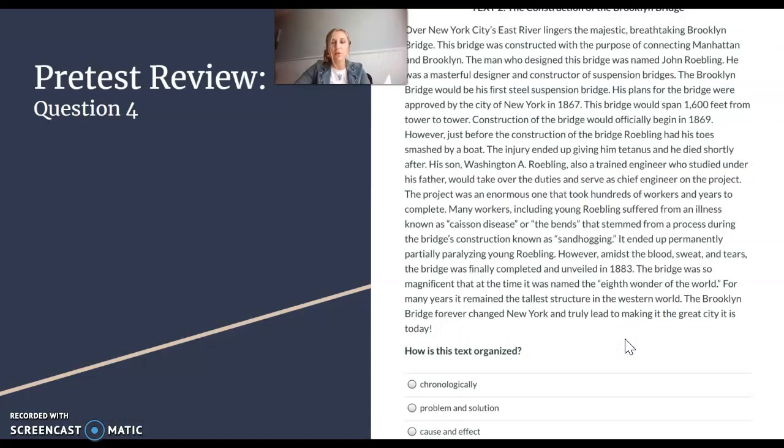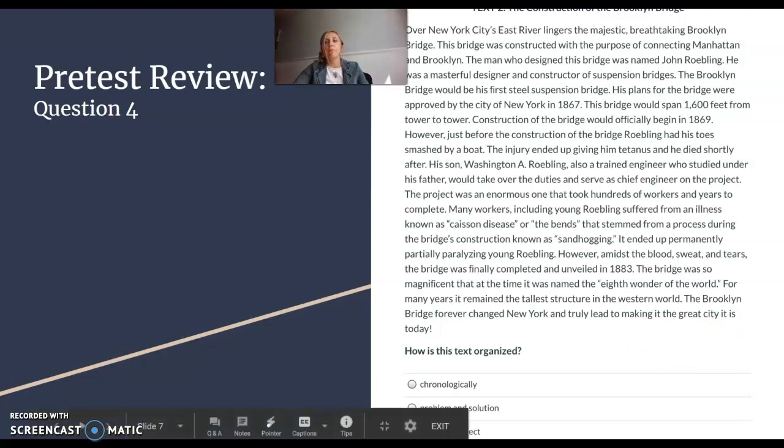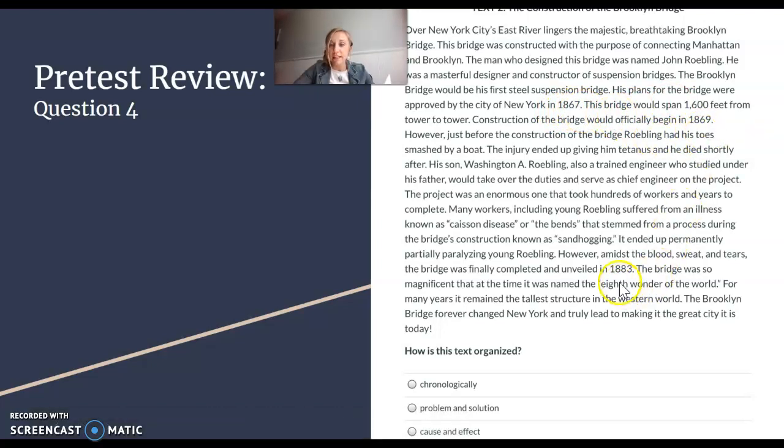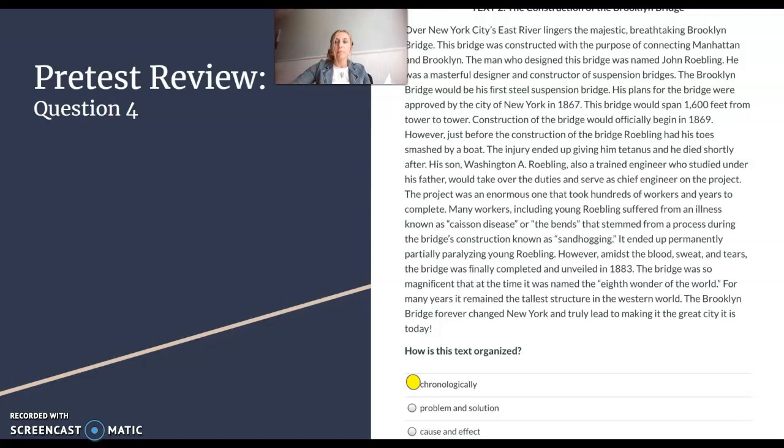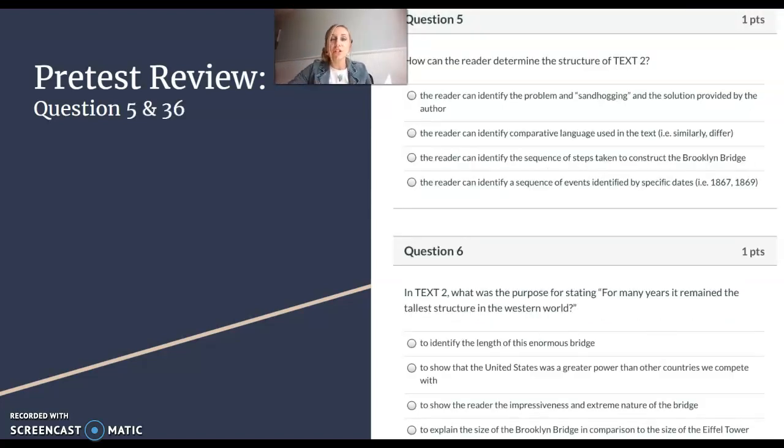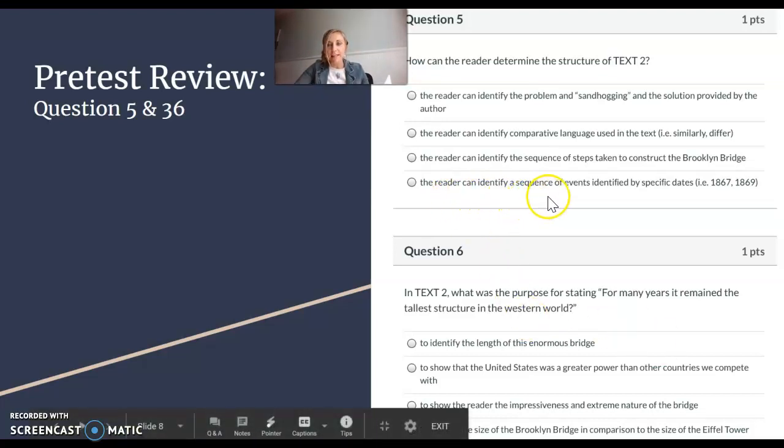Okay. Now, question 4. This one was the one about Brooklyn Bridge in New York. How is this one organized? If you notice, you will see lots of dates in here. 1867, a later date, 1869, a later date, 1883. So this one is organized chronologically, gives you the sequence in which the things happened. That will help you on question 5. How can the reader determine the structure of text 2? So you're identifying the sequence of events identified by specific dates. That one would have been that answer.